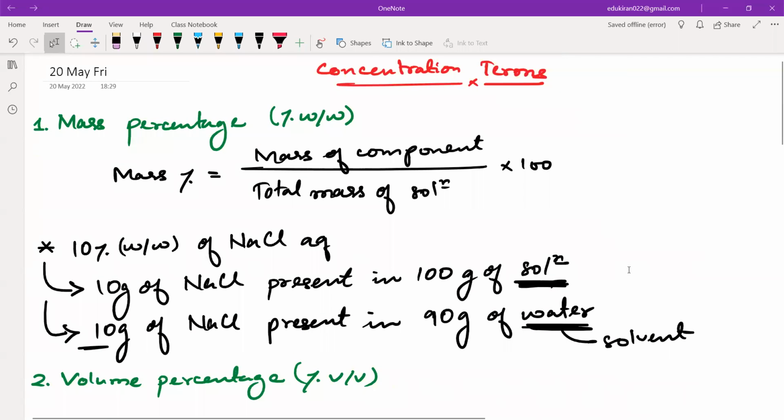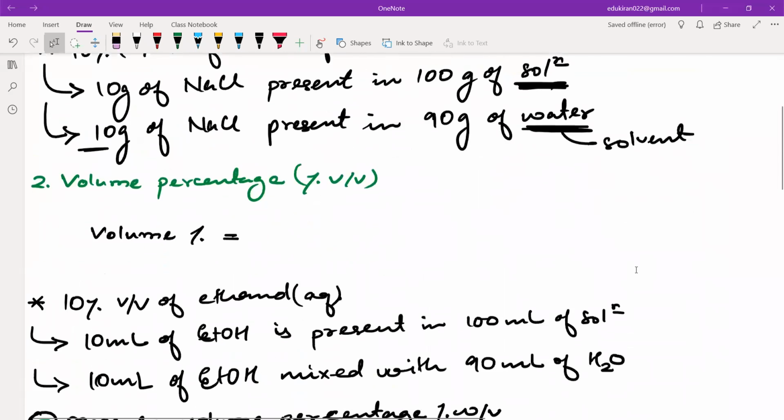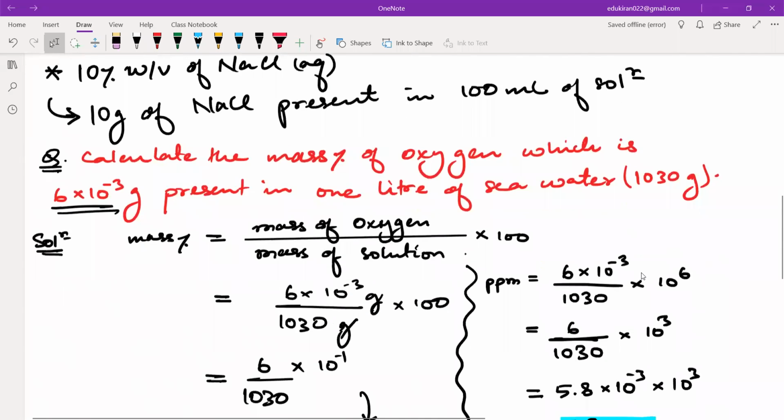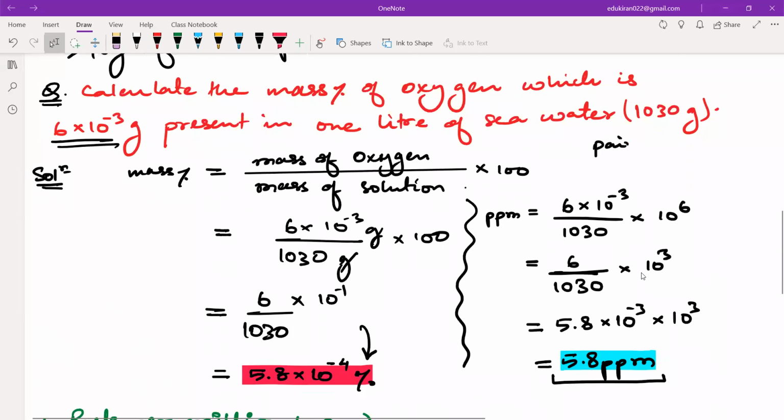These are not very much used nowadays: mass percentage, volume percentage. ppm is used when you have a very minute amount. One of the examples is paints. So in paints, what is used? Lead is used in paints, and the legal limit to use lead, since it is harmful, is 90 ppm.